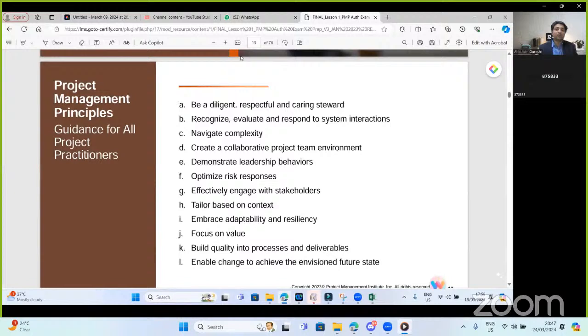And who else would be the best? Gigi would be the best one to describe tailoring based on the context, especially when it comes to communication. Gigi, would you like to chip in? You want me to? Yeah. From your experience, can you say something about tailoring your communication style depending on the audience?